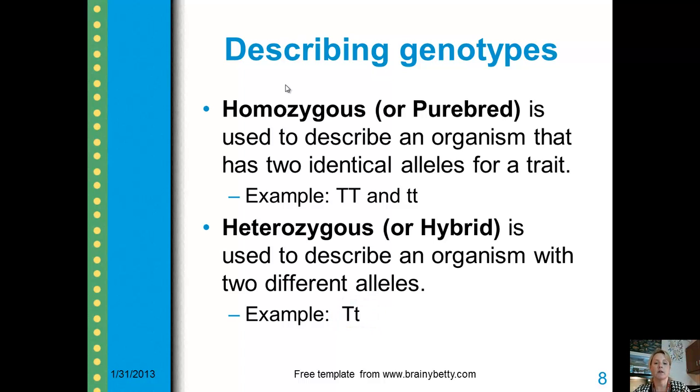So again, heterozygous means the same as hybrid. Homozygous means the same as purebred. Homozygous means two identical alleles, either both capital or both lowercase. Heterozygous means two different alleles, one capital, one lowercase.